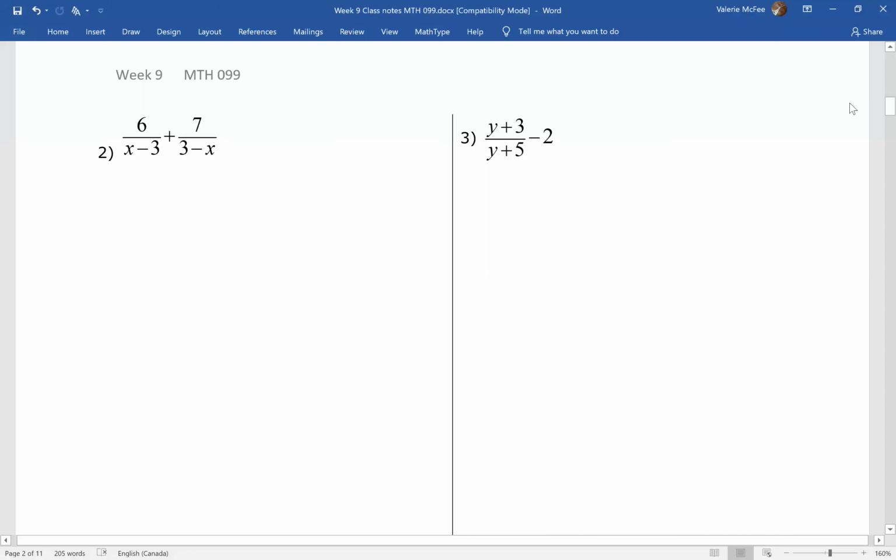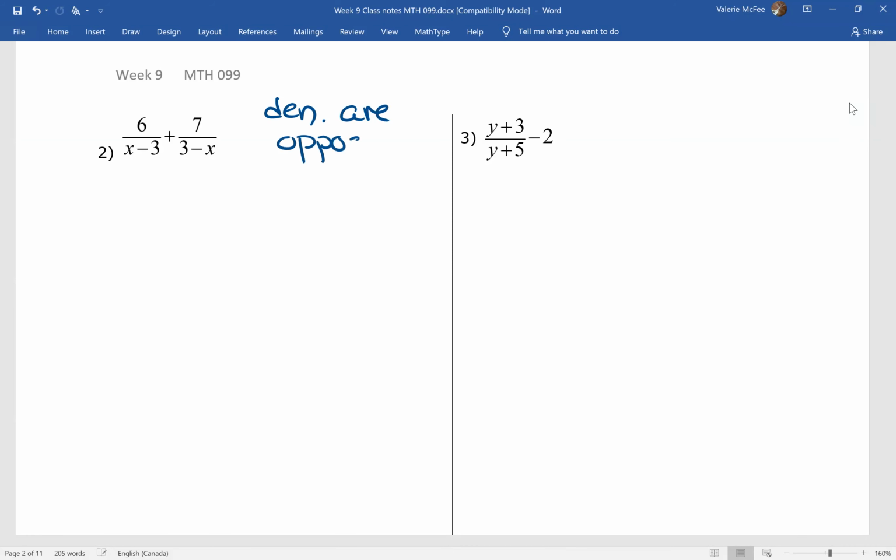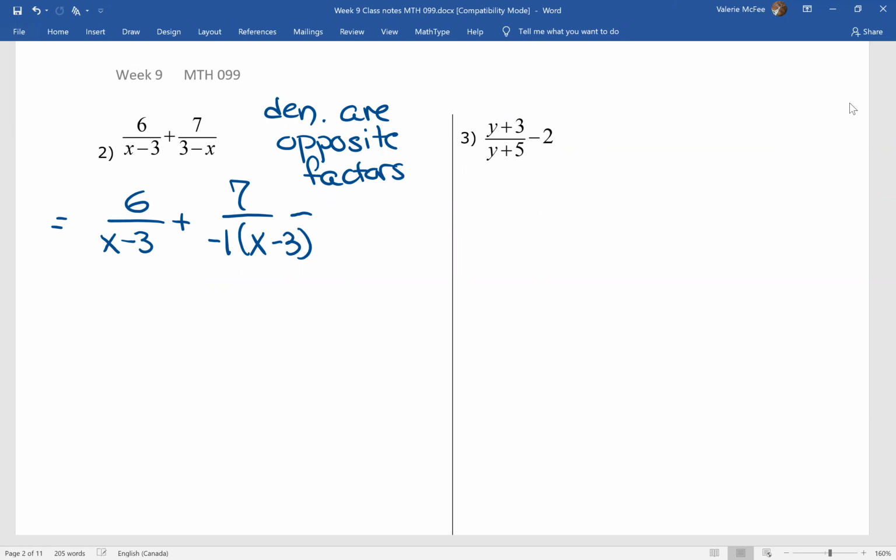Let's try another one. What do you notice about question 2? I hope you notice that the denominators are opposite factors. That means I could write this as 6 over x minus 3 plus 7 over negative 1 times x minus 3. I factored negative 1 out of the denominator.